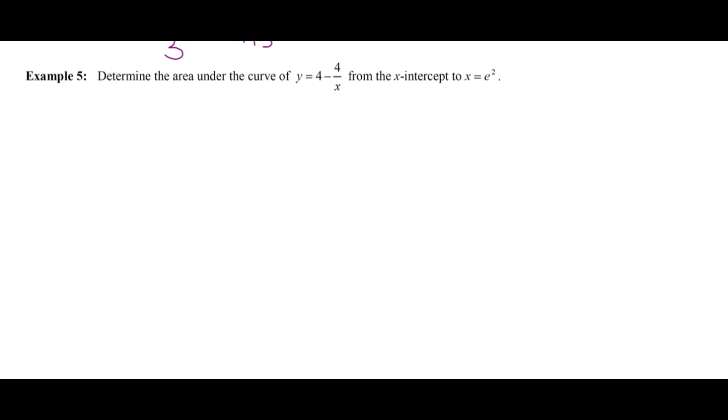Too far. Determine the area under the curve of y equal. Okay, so our function. Well, let's write that. All right, well, do we have to do that? Not really, right? Because we know what it is. Let's go 4 over x.